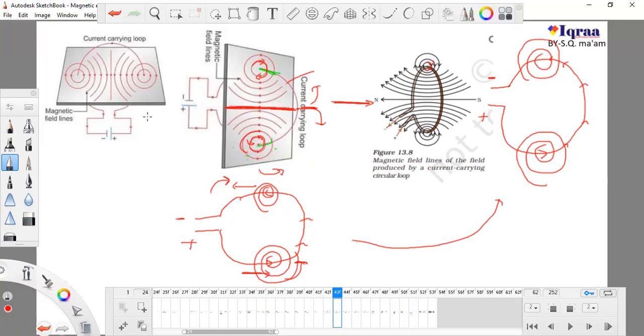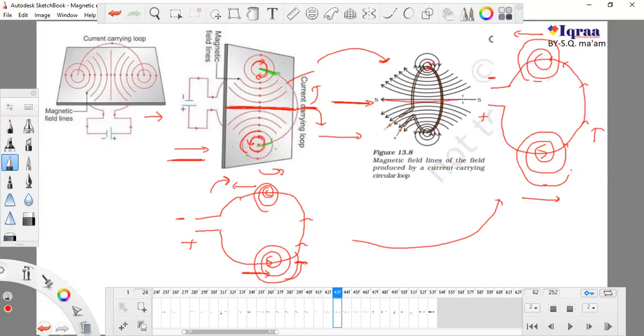Okay, first of all it was like this, horizontal. Second, I tilted this, and this is the tilted form. Same thing I'm drawing here. This is how the current is flowing, and how the magnetic field lines are created.